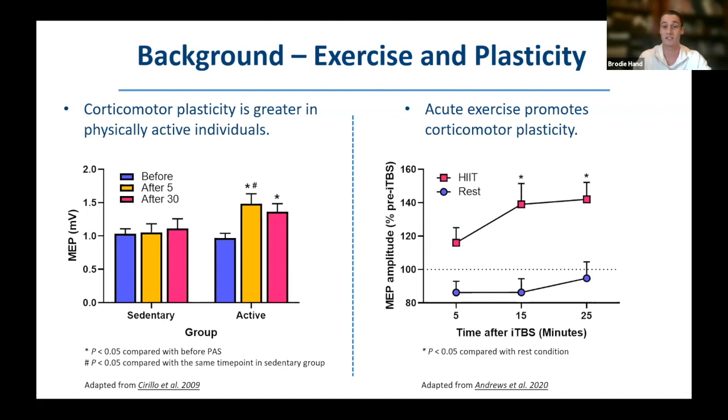The graph on the right-hand side has been adapted from a recent study which investigated the influence of high-intensity interval training, or HIIT exercise, as I'll refer to it, on neuroplasticity using an alternative plasticity-inducing TMS intervention known as intermittent theta burst stimulation, or iTBS, which is also known to have a facilitatory effect on corticospinal excitability. Data represent the mean MEP amplitudes recorded after iTBS that have been normalized to the pre-intervention time point.